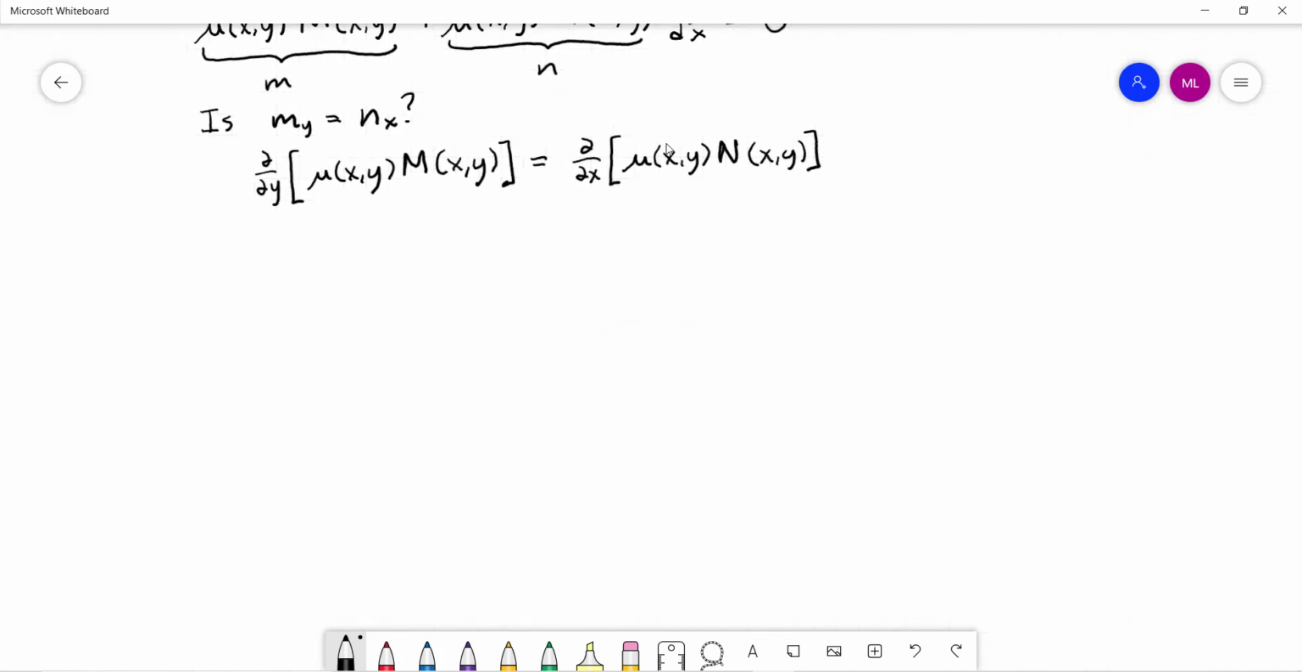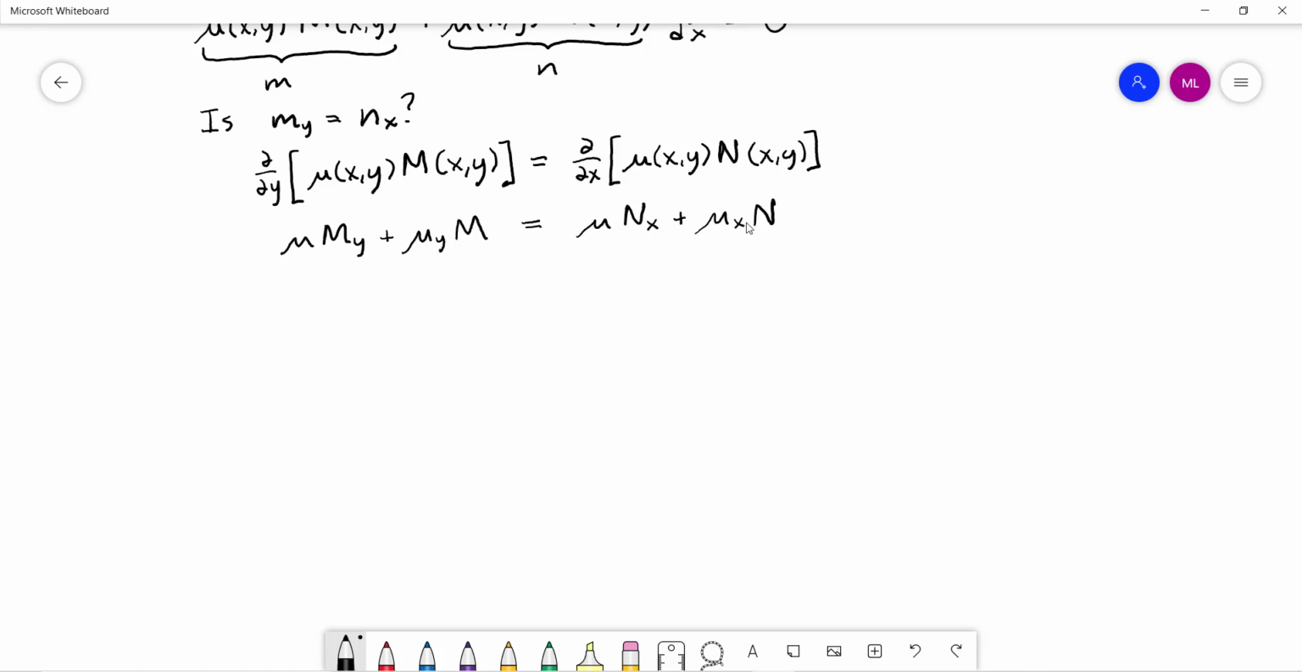Okay, hopefully this goes better. So first times the derivative of the second plus the second times the derivative of the first. So mu sub y times capital M. This is the result of product rule of this. So first times the derivative of the second, plus second times the derivative of the first. And doing the same thing on the other side, but with x's, we'll have first times the derivative of the second plus the second times the derivative of the first. So here's what we are checking to see if these are equal.